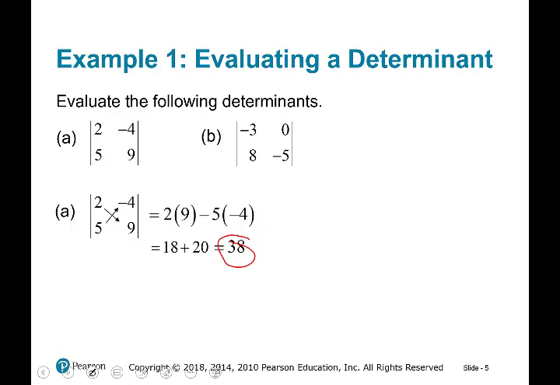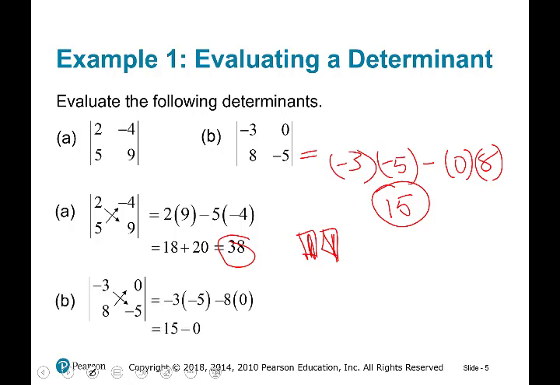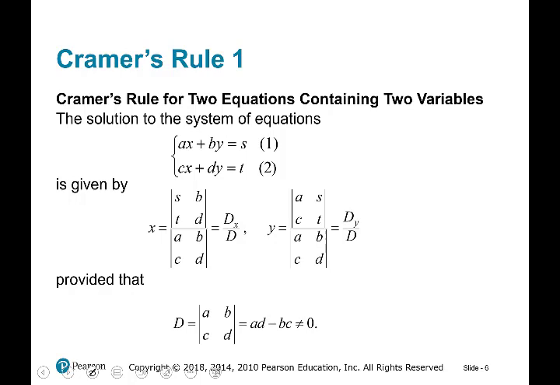Okay, so why don't you pause the video and then try this one. After coming from the pause, so you have minus 3 times minus 5 minus 0 times 8. That will be 15. Okay, so doing 2x2s is not that difficult, right? But now we can use this to actually find the solution of a system.